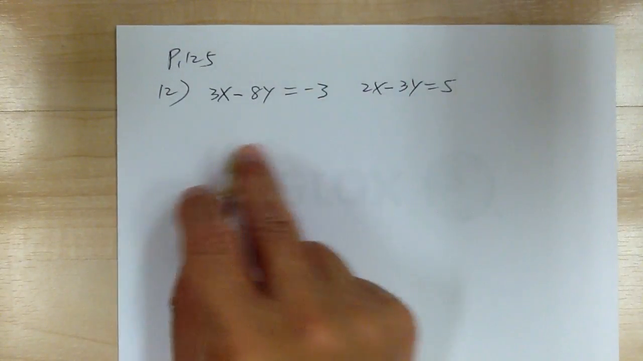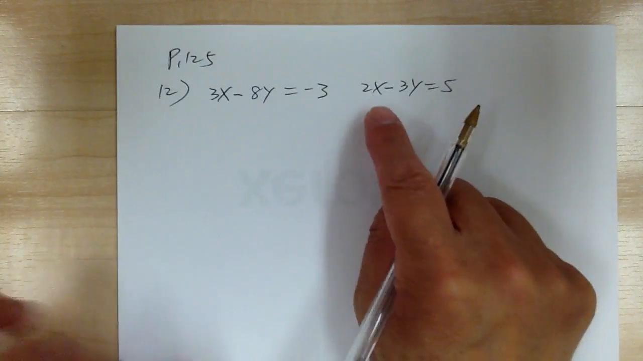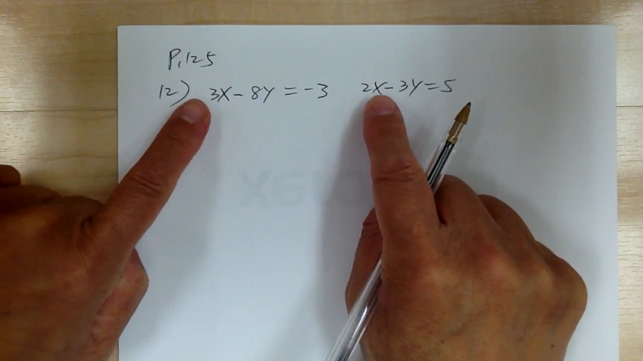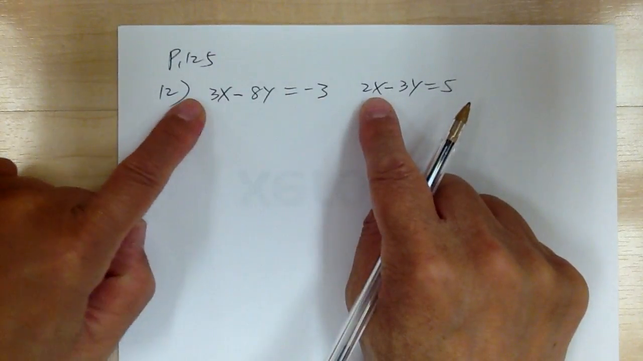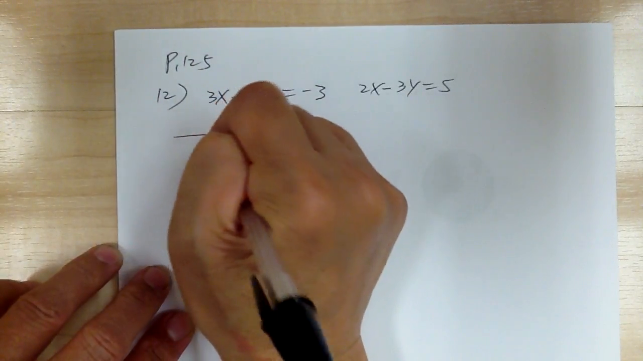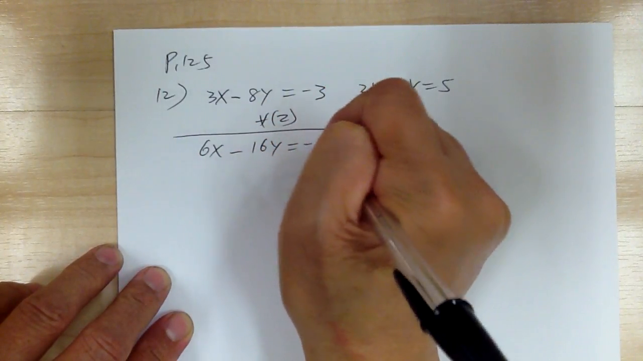And so the two equations are similar, so you want to do the elimination method. Since the x is lower, I'm going to eliminate the x. So I need to get the least common multiple. So 3 and 2, I need to get to the 6. So I'm going to multiply this by 2. So I get 6x minus 16y equal to negative 6.